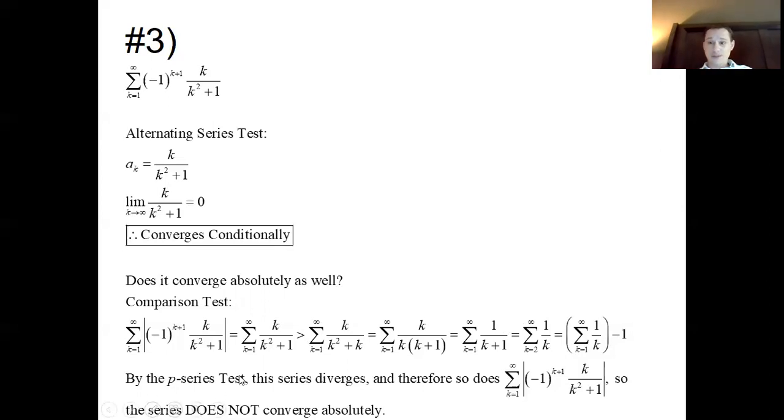So you can look at the p-series test, or you can look at an integral test. Either way, the series that you're comparing it to blows up. It diverges. Now, since the series I care about is always greater than it, and the one below it blows up, that means this one also blows up. So this series right here, the absolute value of what I started with, does not converge. So this series does not converge absolutely.